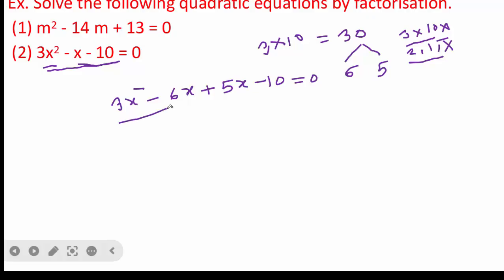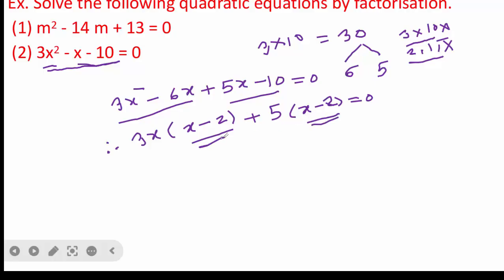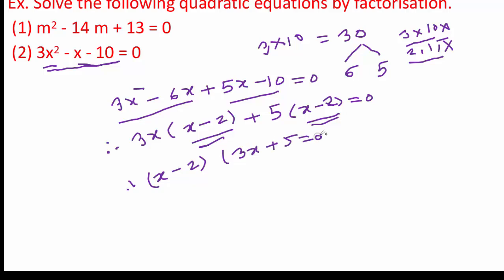From the first two terms, I shall take 3x common. If I take 3x common, I will get x minus 2. And from the second two terms, I shall take 5 common. I get x minus 2 equal to 0. See, in these two terms, x minus 2 is a common factor. Therefore, I shall write x minus 2 in the first bracket and the remaining 3x plus 5 in the second bracket.